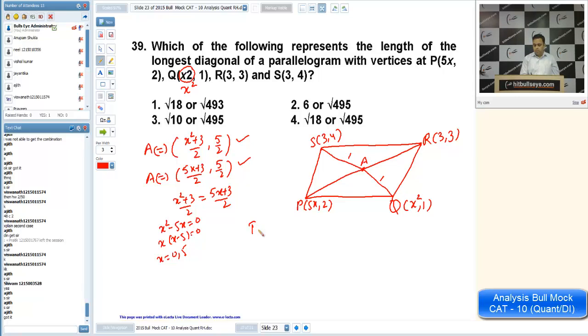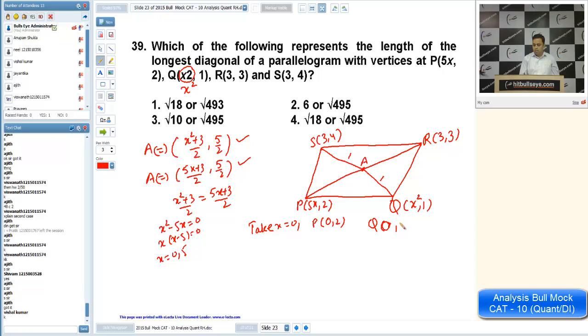Take x is equal to 0 in the first case. The coordinates of P will become 0, 2, and of Q they will become 0, 1, right? And find the diagonal PR as well as QS by using the distance formula. In the second case, take x is equal to 5 and the coordinates of P will become 25 and 2, and coordinates of Q will become 25 and 1. Again use the distance formula and you will find the length of the diagonals.